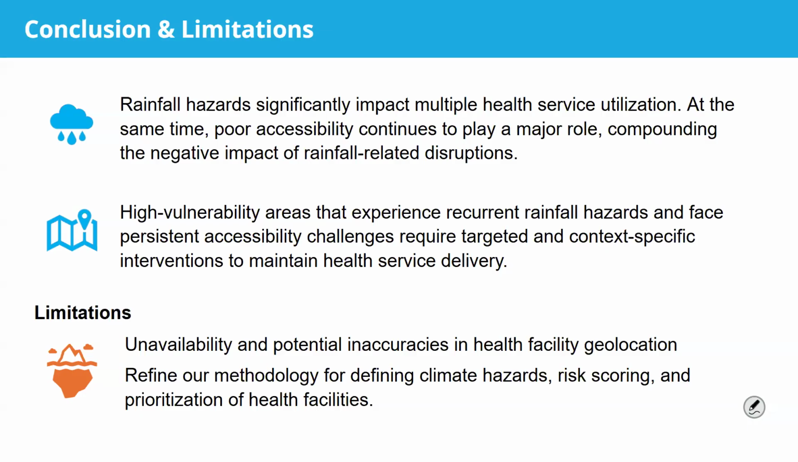Then of course we have limitations. We trust the location of health facilities registered in DHIS2, but we already know some facilities may be misregistered or not so reliable. So that is one of the limitations. Another limitation is that we need to define our methodology for defining climate hazard, risk scoring, and prioritization of health facilities, because access and climate are not the only impact factors to prioritize health facilities. There are lots of contextual factors we need to consider to prioritize health facilities.